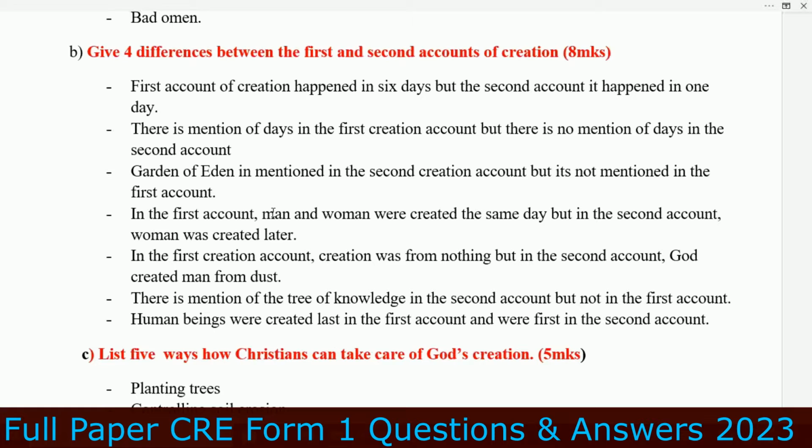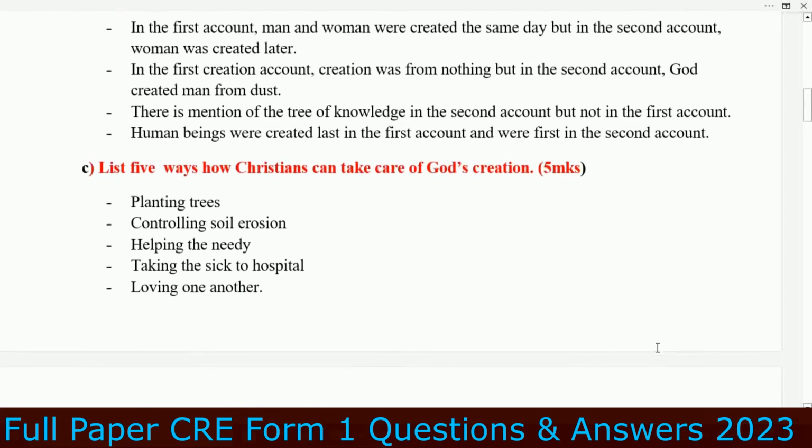Number 4, in the first account, man and woman were created the same day, but in the second account, woman was created later. Next, in the first creation account, creation was from nothing, but in the second account, God created man from dust. Next, there is a mention of the tree of knowledge in the second account, but not in the first account. And then the last one, human beings were created last in the first account and were first in the second account.